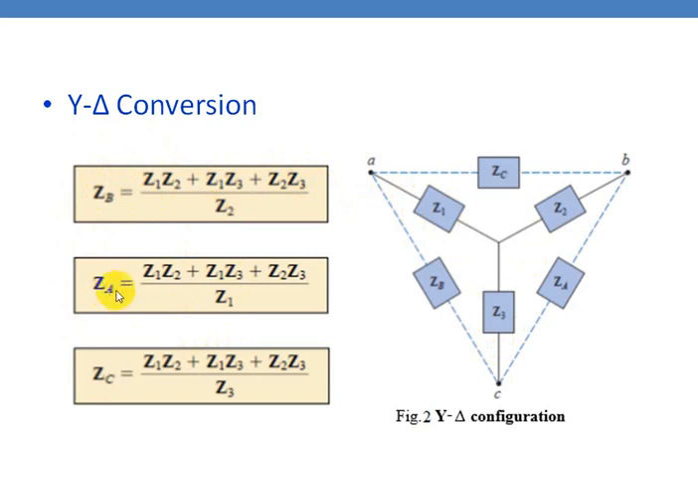For example, take ZA. In the numerator you write Z1 Z2 plus Z1 Z3 plus Z2 Z3. Then you see what is the impedance opposite to this in the star connected network. It is Z1, so you write Z1. Similarly for ZB, the numerator is the same, and the opposite impedance in the star connected network is Z2, so you write Z2. Similarly for ZC, the opposite impedance is Z3, so you write it. This is how you have to write it.